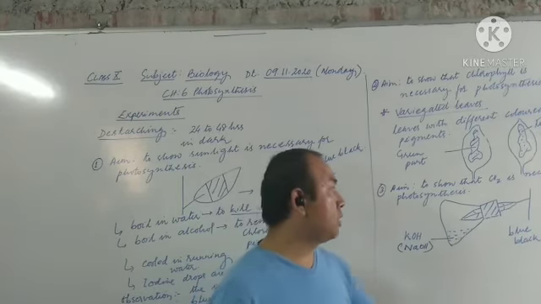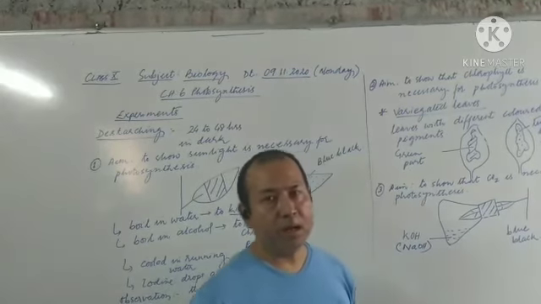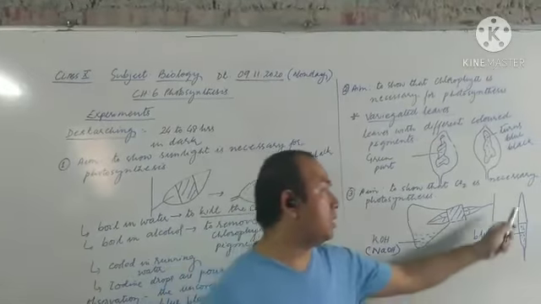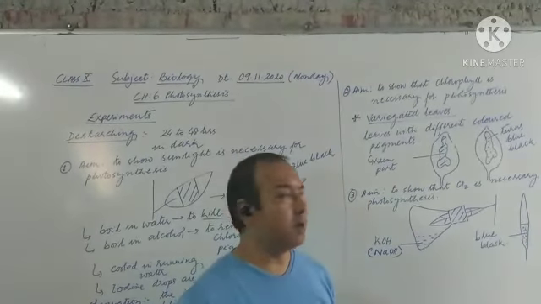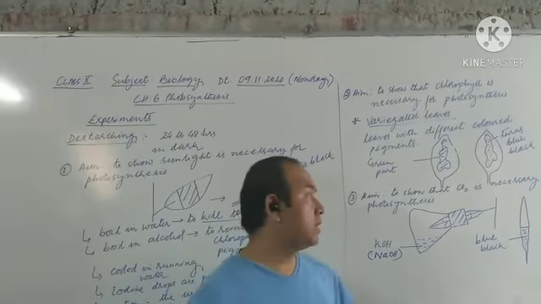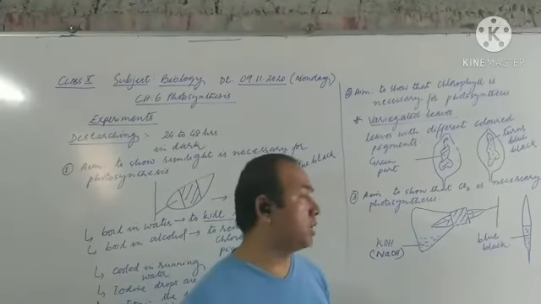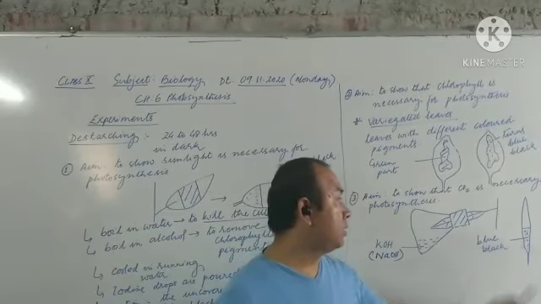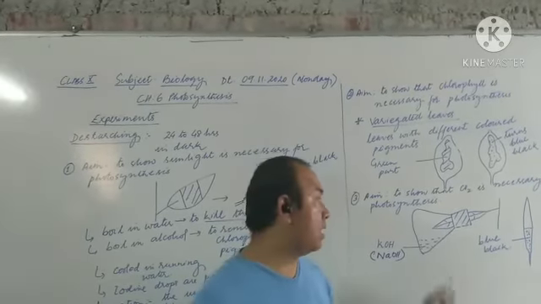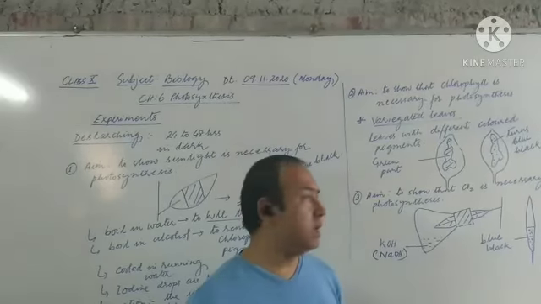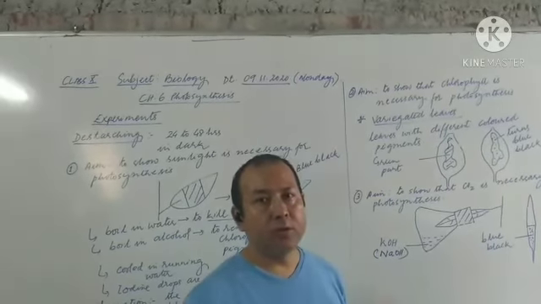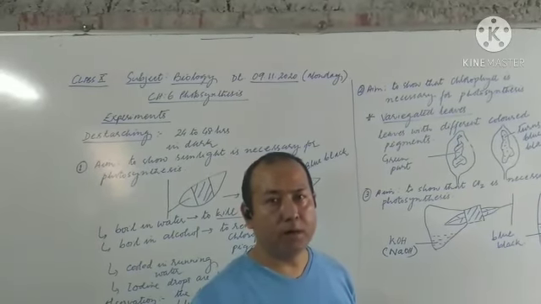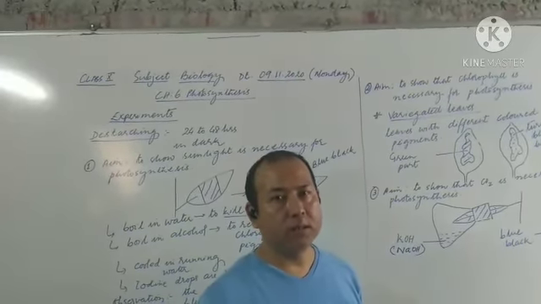What we observed is that the portion which was inside the conical flask, which did not get any carbon dioxide, did not turn blue black. This shows that starch has not been produced in this portion, as photosynthesis has not taken place. The portion which was not inside the conical flask, which got the carbon dioxide, turned blue black. So this experiment shows that carbon dioxide is necessary for the process of photosynthesis.